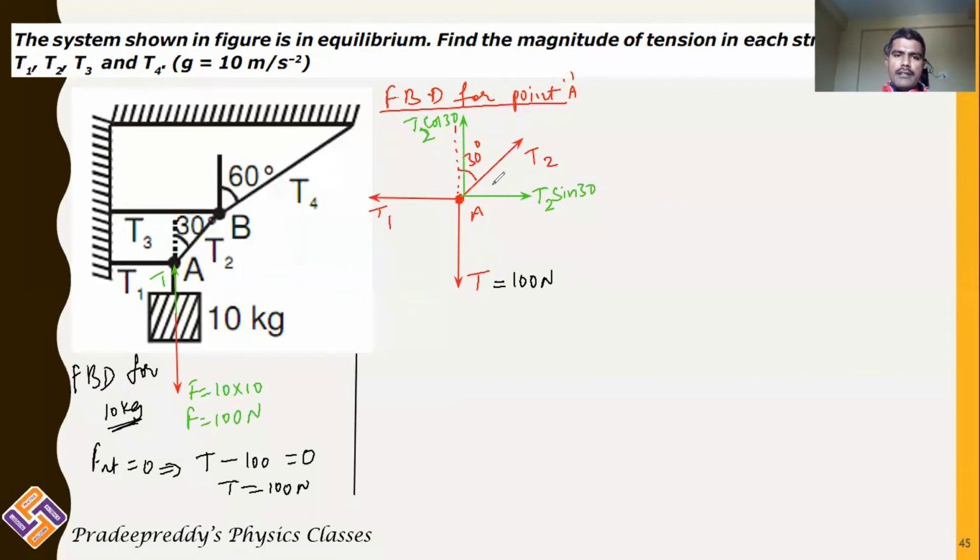Now, I can balance F net equal to 0 along the x-axis. How many forces are acting along the x-axis? There are only two forces. On the right side there is one force, on the left side there is another. Right side it is T2 sine 30, left side it is tension T1, and the net is equal to 0. Therefore, T2 into sine 30, which is 1 by 2, is equal to T1. T1 is equal to T2 by 2. This is one value which we have obtained.